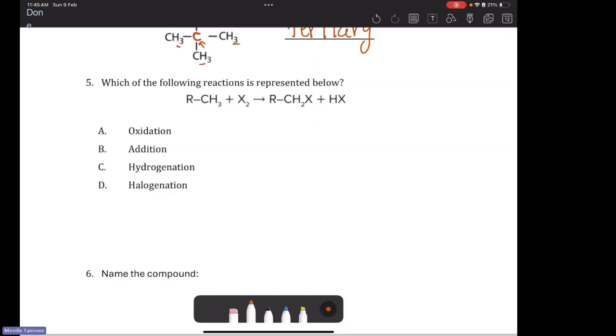Okay, now, which of the following reactions is represented below? You only took one reaction in the whole lesson, and it's a substitution reaction. Substitution, I replaced. Now, since in the choices there is no substitution written, what is X? X belongs to the halogen family, the halogens F, Cl, Br, and I2. So it's a halogenation reaction.